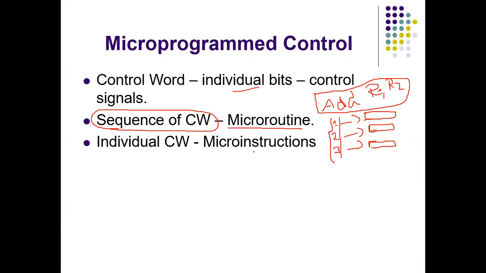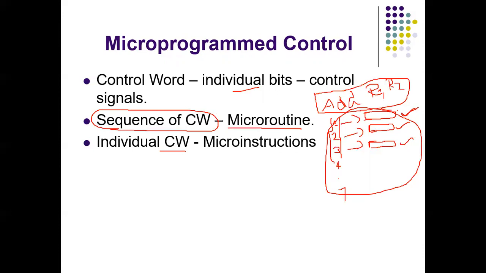And the individual control words are called micro instructions. So this is one control word, a combination of zeros and ones which says what instruction is to be executed. This one control word is called one micro instruction. This is another micro instruction, and this is another. All these put together, maybe not only three steps, it may be four or seven steps, whatever it may be, is called a micro routine.